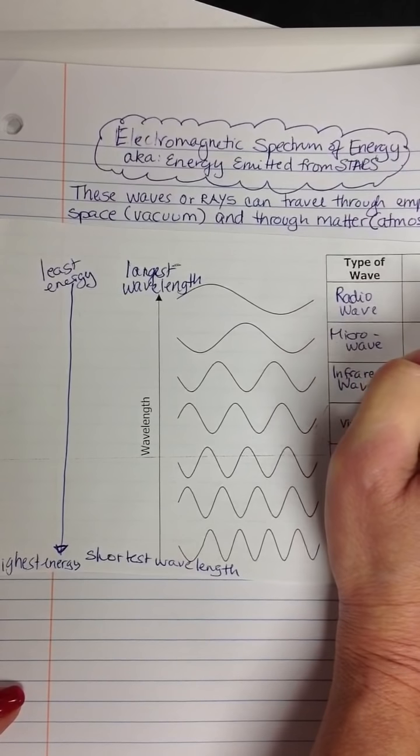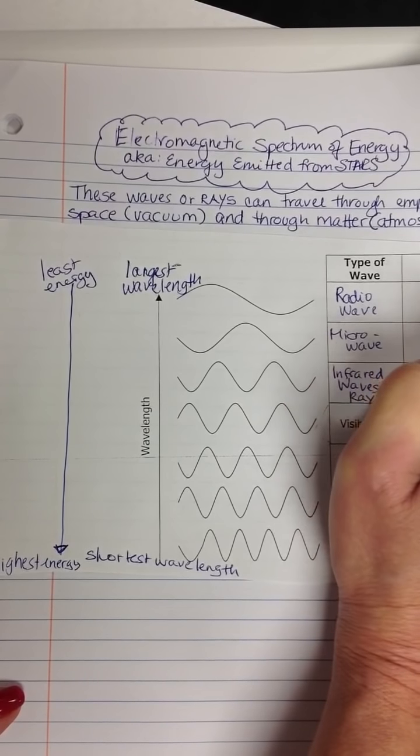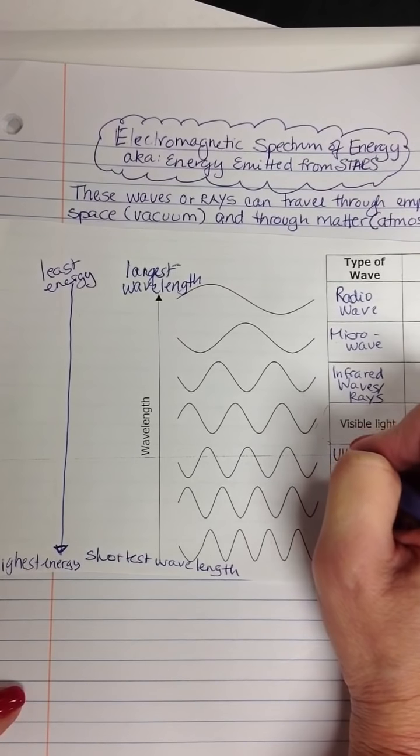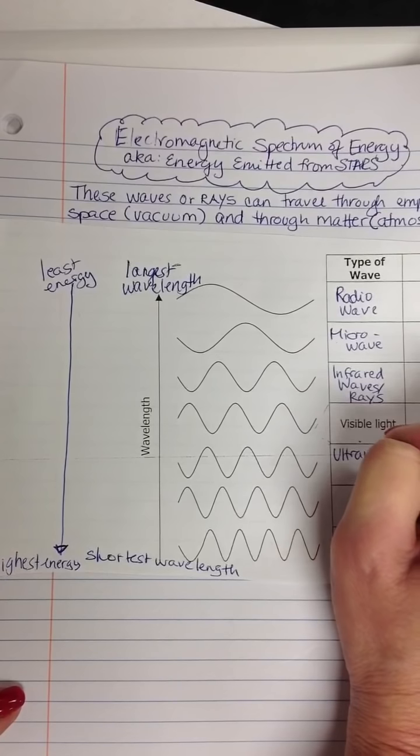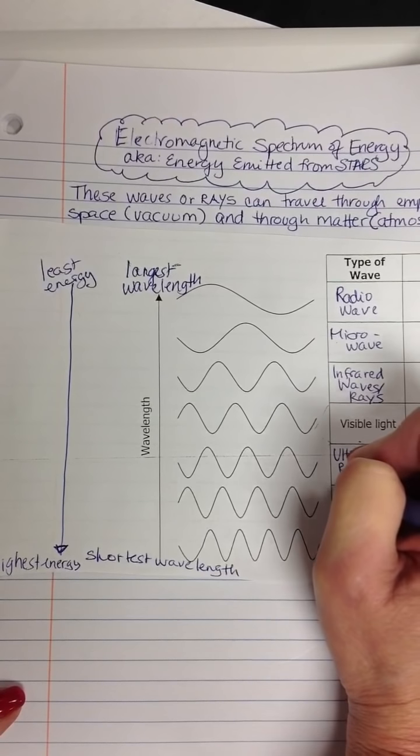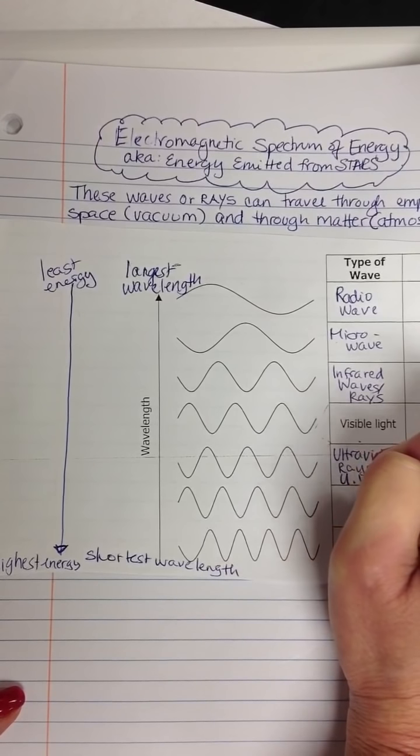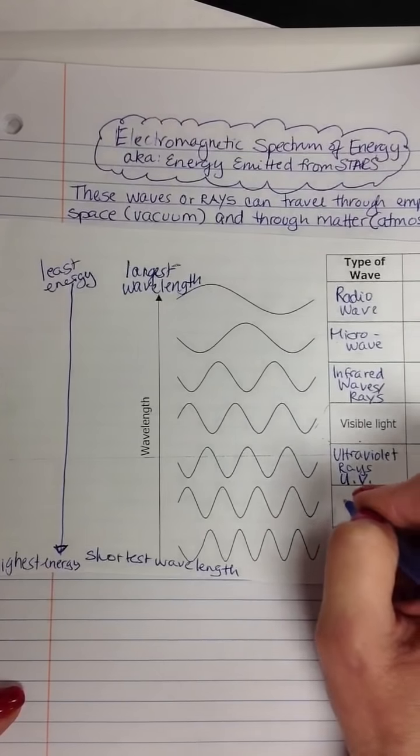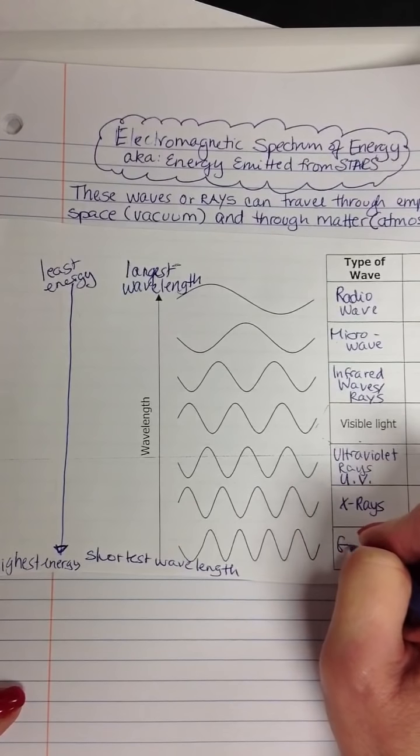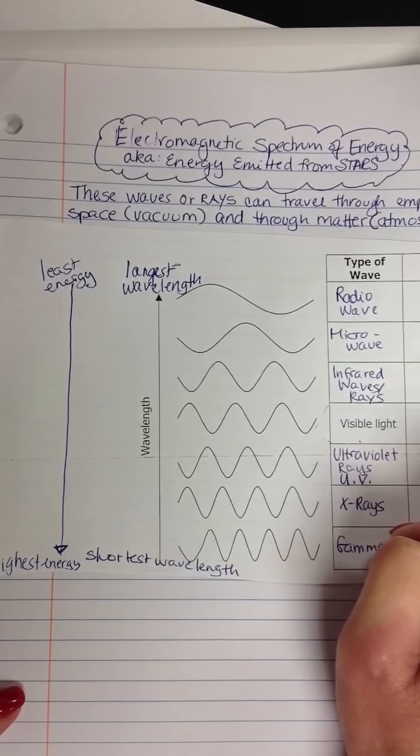waves or rays, either way they're interchangeable, visible light, ultraviolet rays or waves, which are also known as UV. Then we have X-rays, and last but not least, gamma rays.